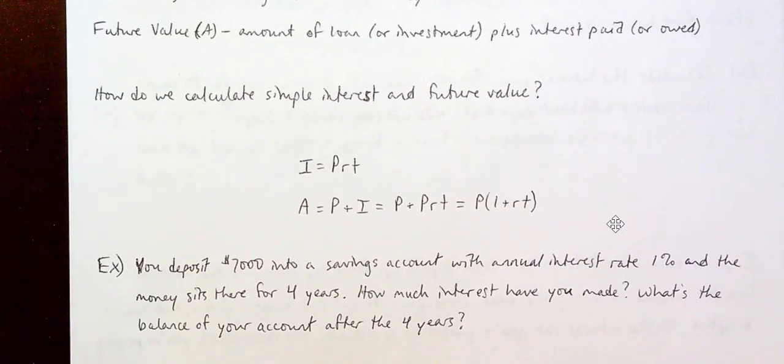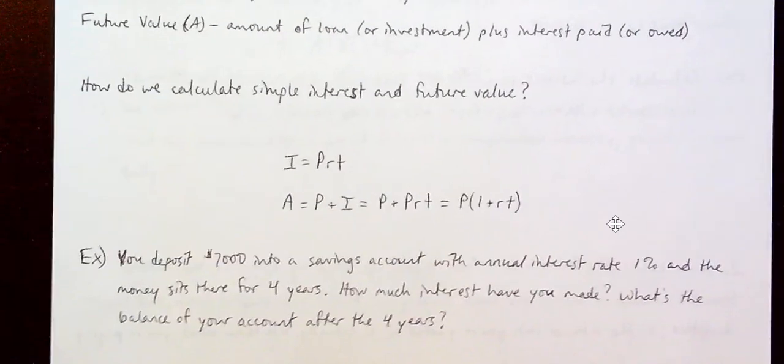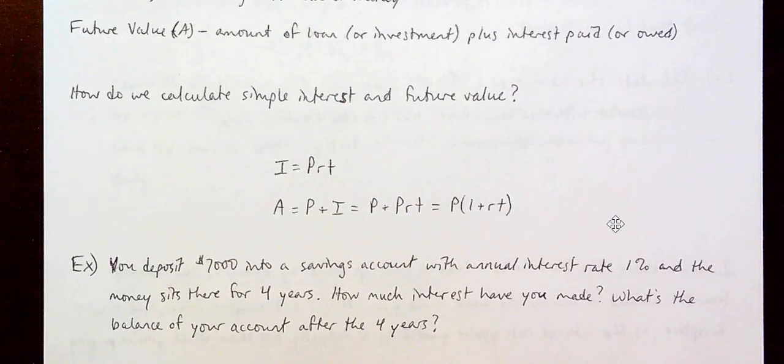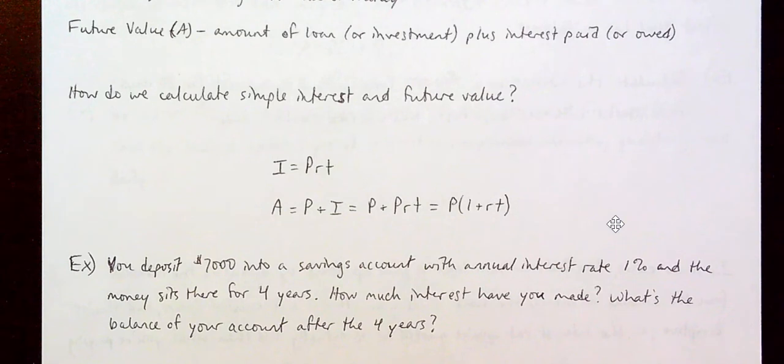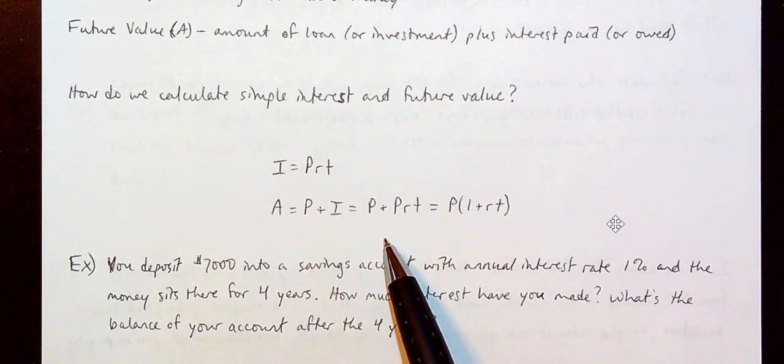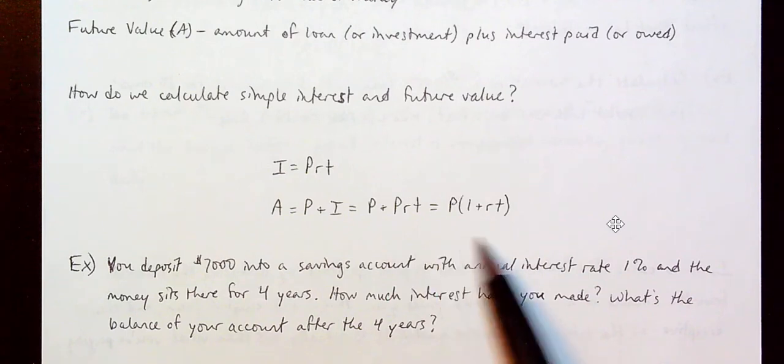The formulas for simple interest and future value using simple interest are very basic. They're very straightforward. The amount of simple interest, I, is simply P times R times T. How much do you borrow, times the rate at which you're borrowing, times how long you borrowed it for. And then, since the future value was the amount of your loan, aka your principal, plus the interest, I, A is P plus I, or P plus P times R times T, or P times (1 plus R times T).